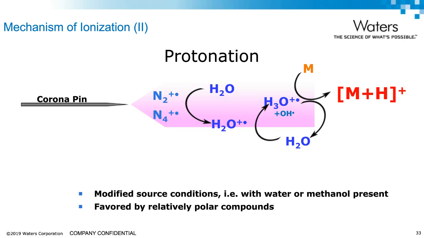It is possible to select between proton transfer and charge transfer in APGC by altering the conditions in the ion source depending on the chemistry of the target analytes.